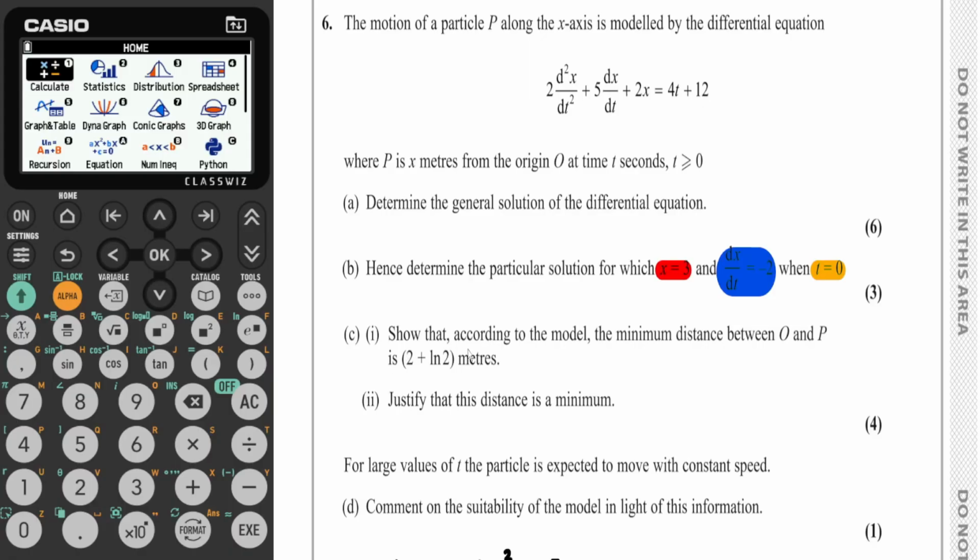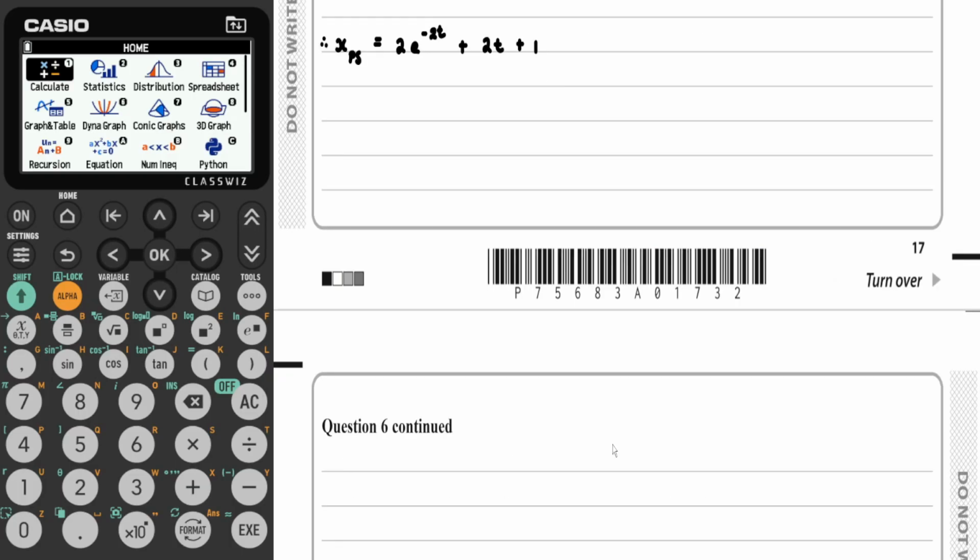Part C. For the first part, we have to show that according to the model, the minimum distance between O and P is 2 plus natural log 2 meters. For the first part of Part C, for us to find the minimum value of t, we first have to differentiate. So we need to differentiate 2e to the negative 2t plus 2t plus 1. So dx over dt will then equal negative 4e to the negative 2t plus 2. And now we set this equal to 0, so we've got 0 equals negative 4e to the negative 2t plus 2.